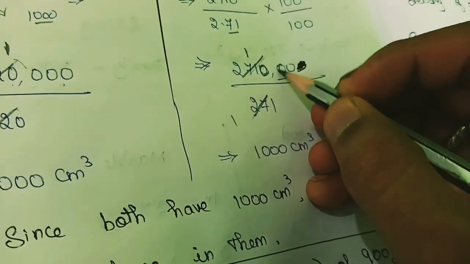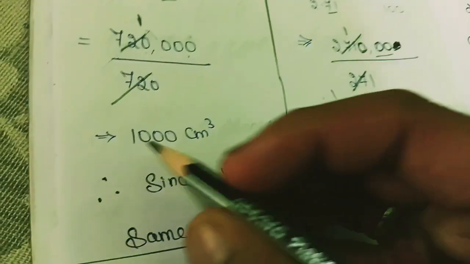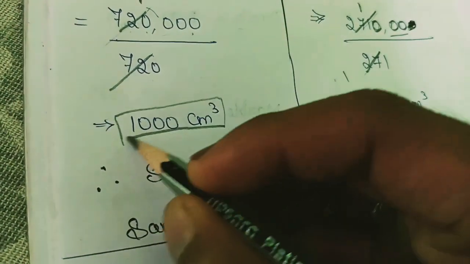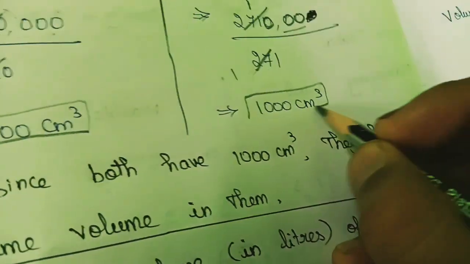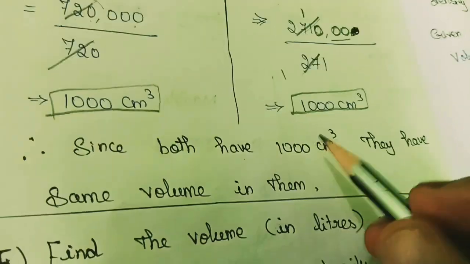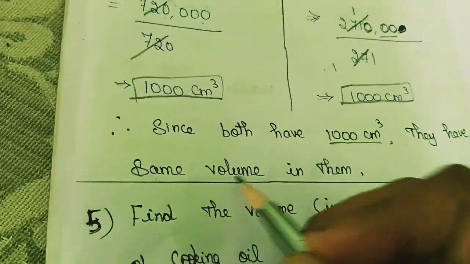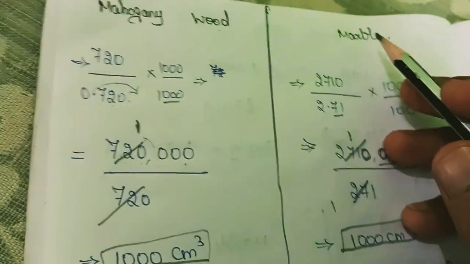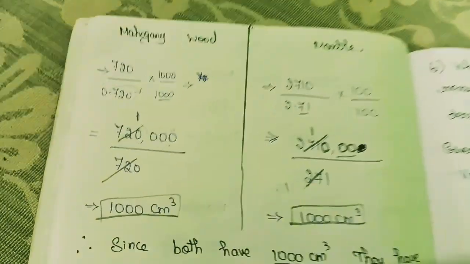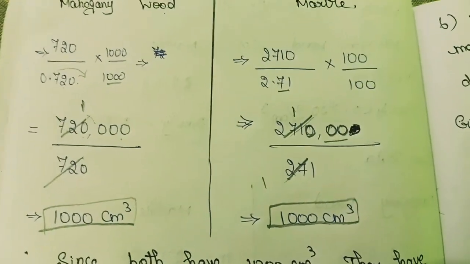You can see 3 zeros here. So this is also 1000 centimeter cube and this is also 1000 centimeter cube. Since both have 1000 centimeter cube, they have the same volume. So Mahogany wood and marble are having the same volume. Okay, thank you.